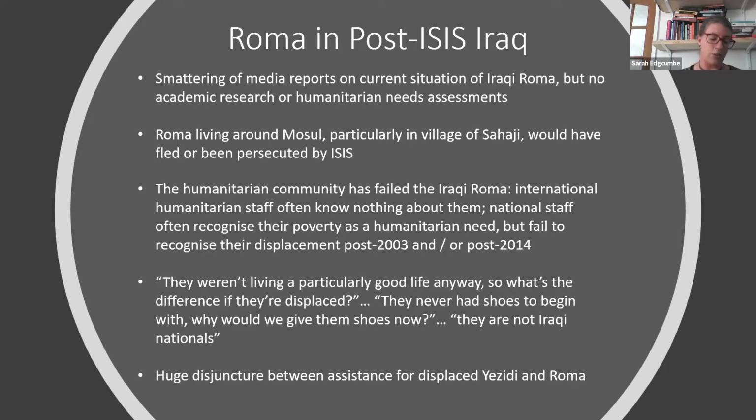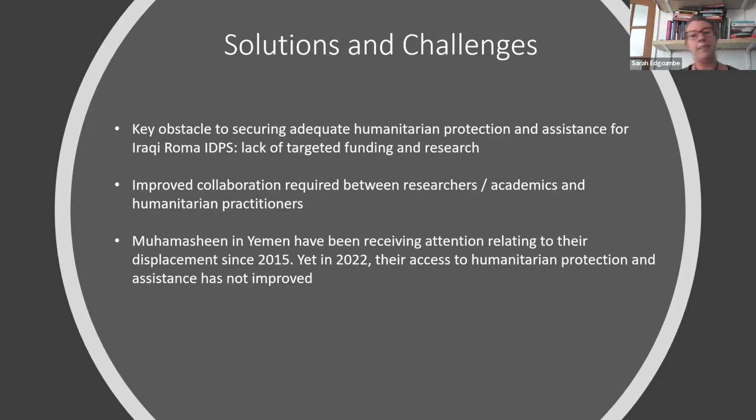An Iraqi national humanitarian employee for an international NGO informed me that many of the problems the Roma face in accessing aid result from the institutional and public perception that they're not Iraqi nationals and therefore they don't deserve assistance. An international humanitarian worker also told me that when the humanitarian community in Iraq refer to minorities, they're usually referring to Yazidi, in some cases Shabak, Christians, but Roma are never ever mentioned.